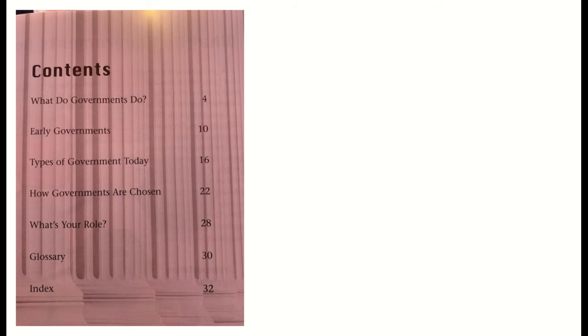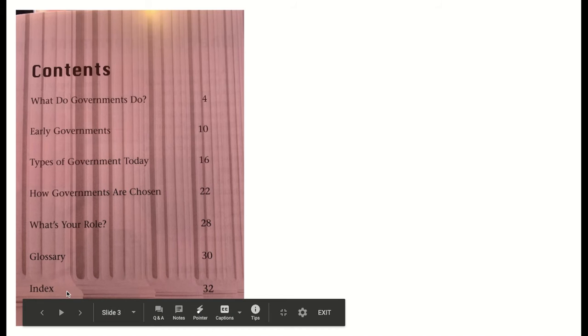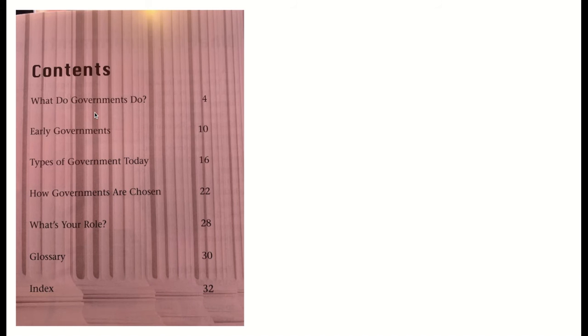When we look at the table of contents, we see the different sections. Here we have what do governments do, early governments, types of government today, how governments are chosen, what's your role, and the glossary and the index. So we're going to start with this first chapter. What do governments do?